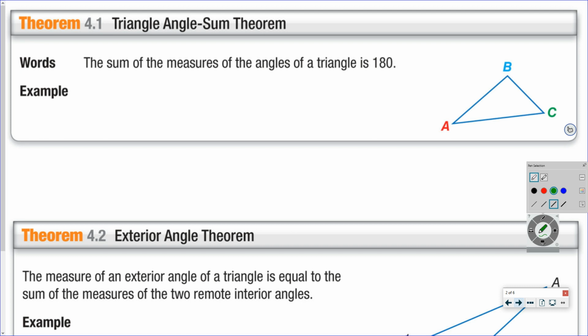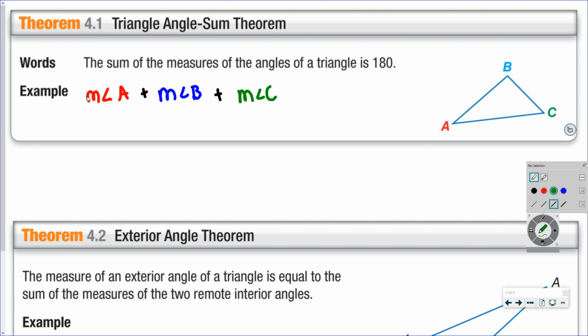Okay, so let's just jot this down under the example that the measure of angle A plus the measure of angle B from this photo plus the measure of angle C.